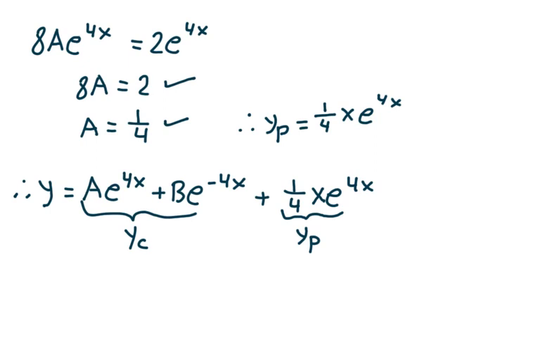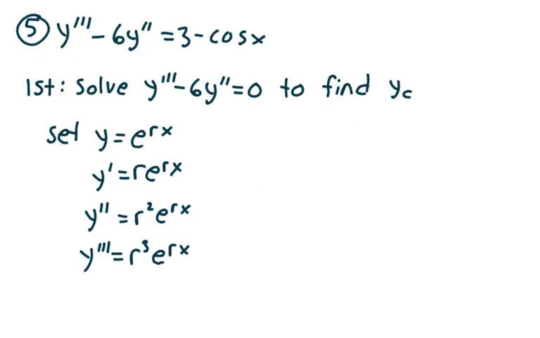That's what that means. So that allowed me to find a particular solution to this differential equation. And so when I put it together, my general solution is y equals ae to the 4x plus be to the negative 4x plus 1/4 x e to the 4x. And that's example 4. Let's take a look at example 5.